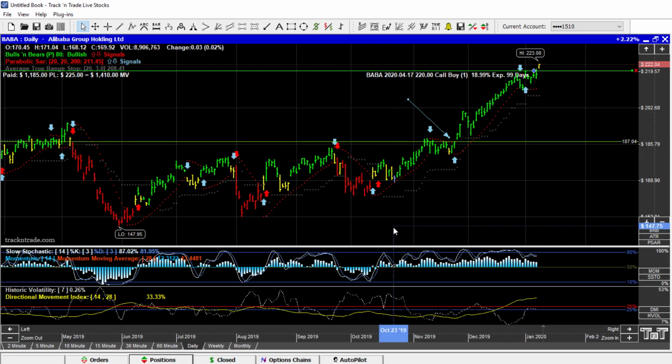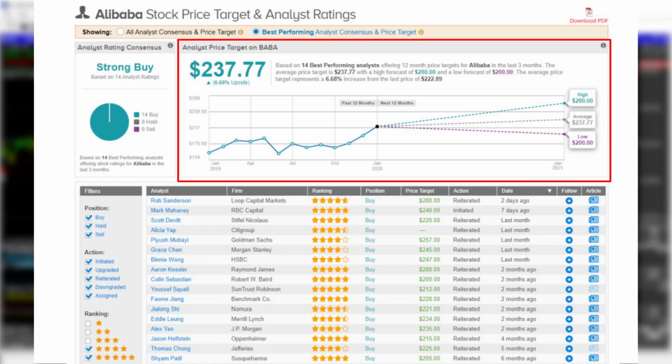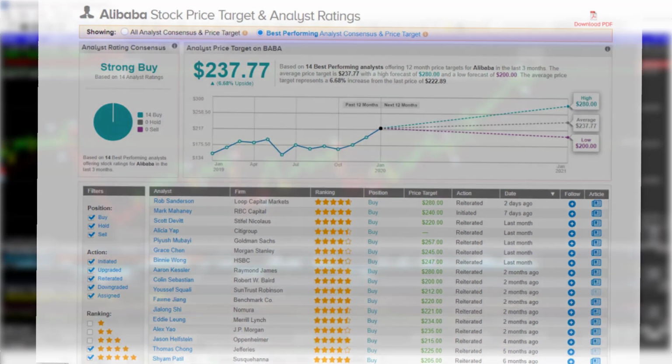All right, so that's Alibaba, and we're interested in trading Alibaba. We've taken another long position in Alibaba here. You can see it's got 99 days until expiration. If we swing on over and take a look at TipRanks, you can see the analysts, once again we're just looking at the top four or five analysts in here, are ranking it over the next 12 months somewhere between $200 and $280. 200 on the low, 280 on the high.